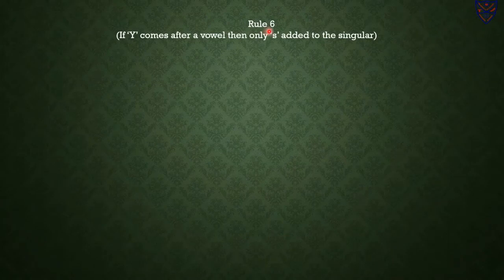Let's see rule 6. If Y comes after a vowel, then only S is added to the singular. Let's see some examples. Monkey. Now students, you can see at last Y. Okay, and before Y, what is there? E. E is a vowel, right?